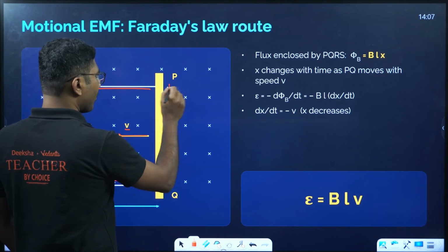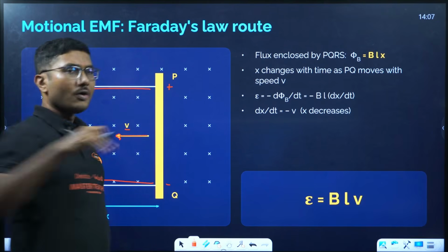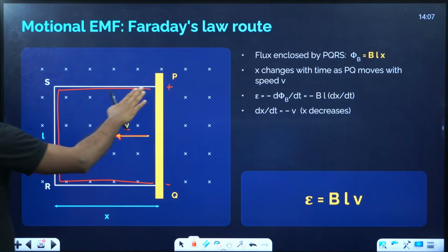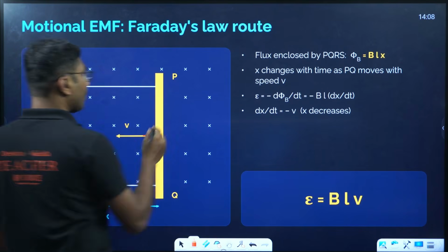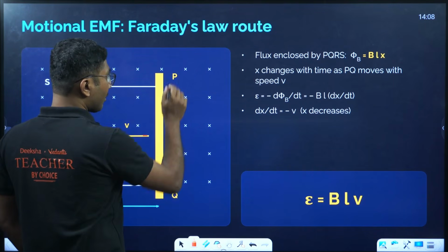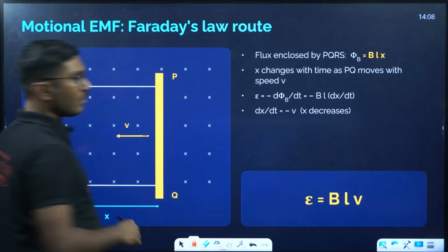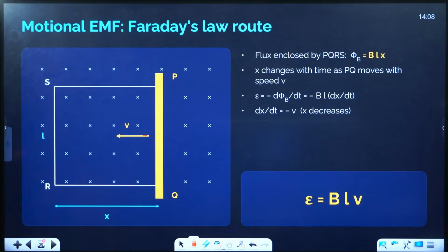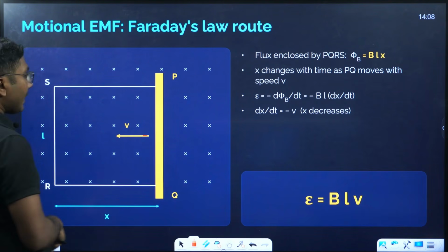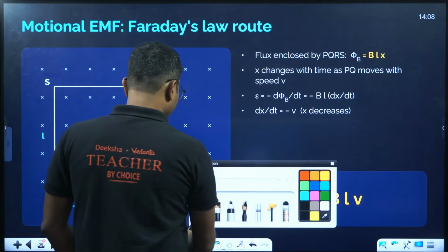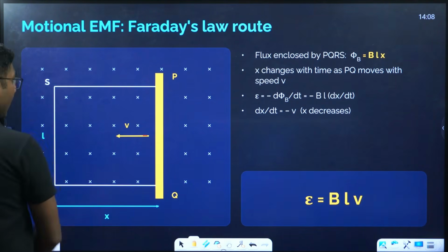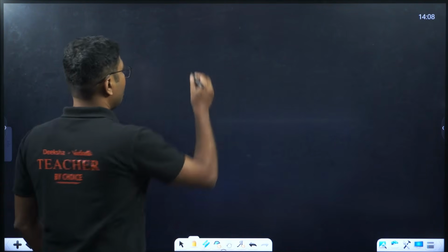Now we want to find how much EMF is generated across this. One side will be positive, one side will be negative. We can find the polarity later on, but for now just try to find out what is the EMF generated across this P and Q arm. So how to do that? First step, obviously, is to apply the law. This derivation is important, by the way. First step is to apply Faraday's law.